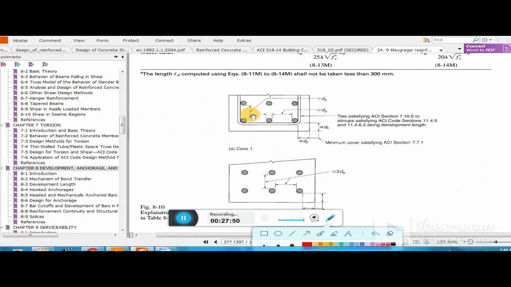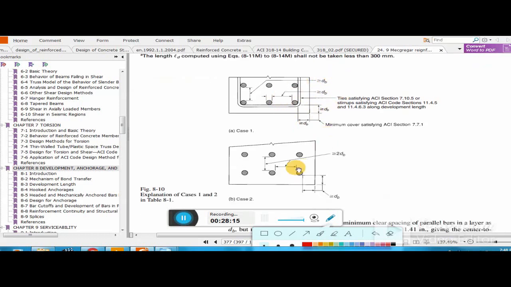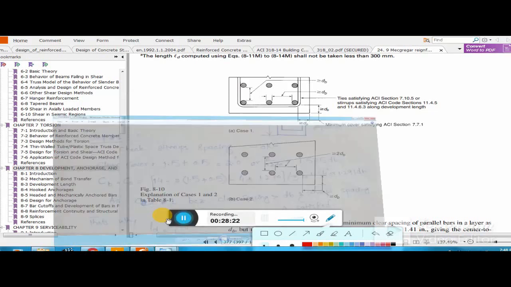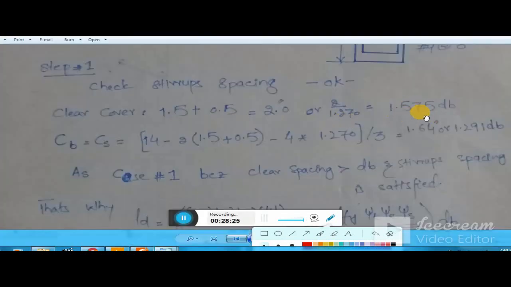Now coming to case 1. Case 1 says you have to find out this clear distance if there are more layers of bars, bars placed in more than one layer. You need the vertical spacing as well as the spacing to the face of the main bar, clear. So this clear spacing should be greater than dB, and case 2 says that this clear spacing should be greater than 2 dB.